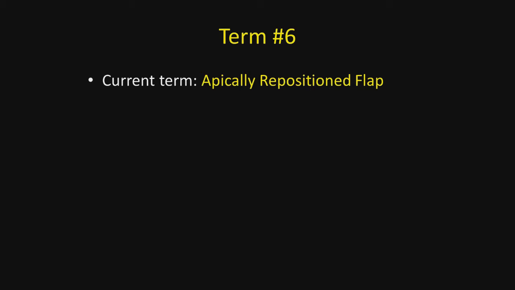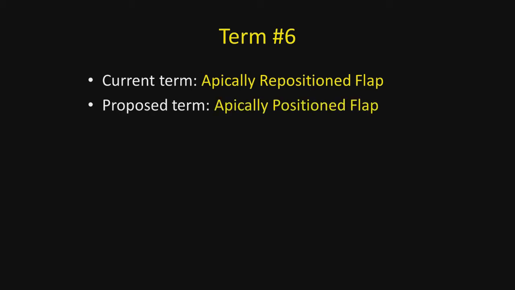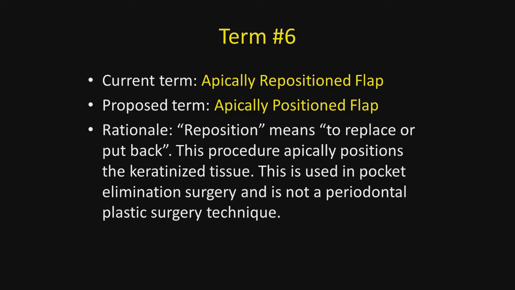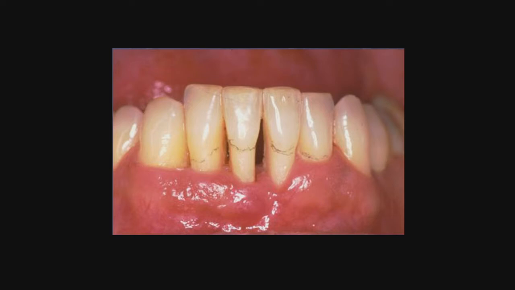Term number 6. Apically repositioned flap. The proposed term, and many people are doing this correctly now, is an apically positioned flap. The rationale, repositioned, means to replace or put back. This procedure apically positions the keratinized tissue. This is used in pocket elimination surgery and in actuality is not a periodontal plastic surgery technique. And here we see where pocket eliminating surgery has been done.